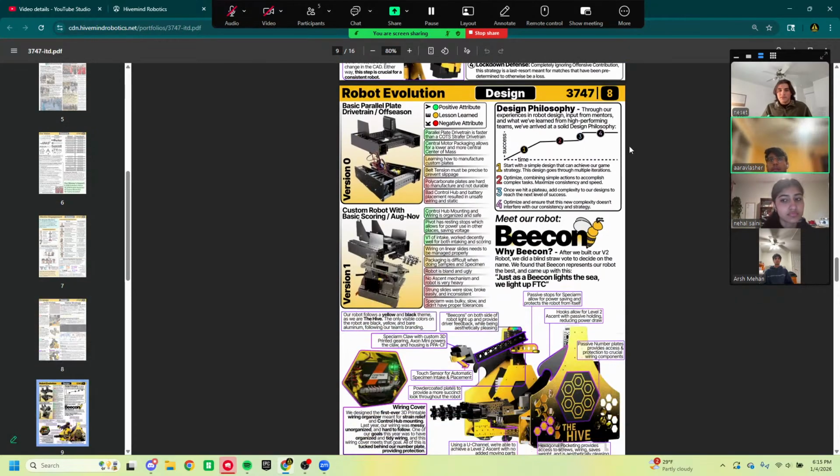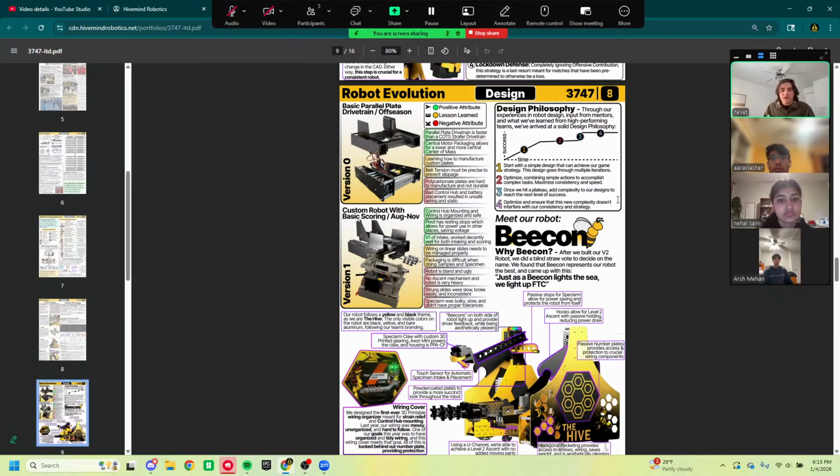And then this is an overview for the robot. I like this page specifically because it's an overview. It shows we had three iterations of the robot: our version 0, version 1, and then our version 2. And then it has a few highlights.